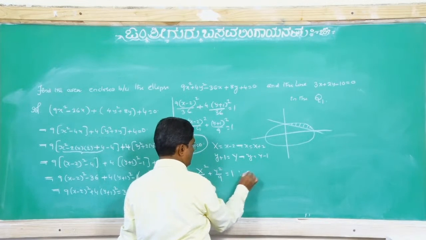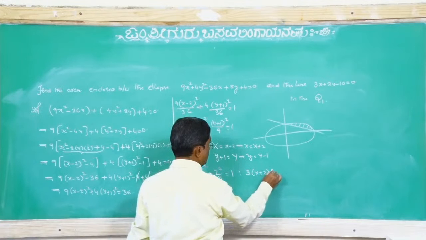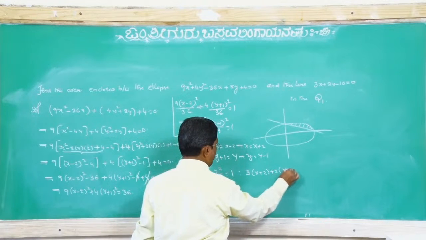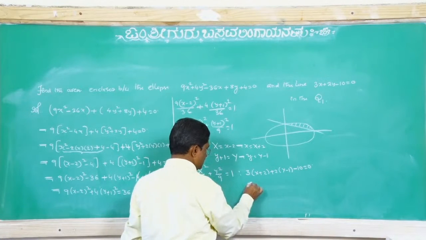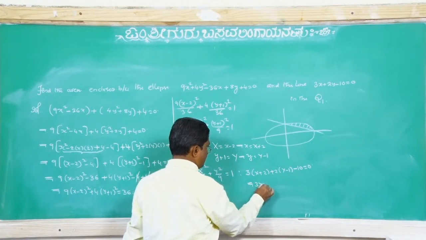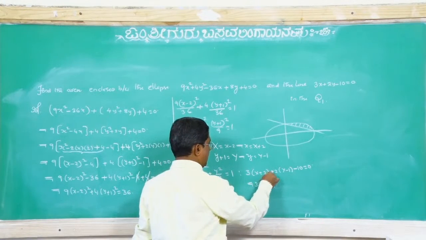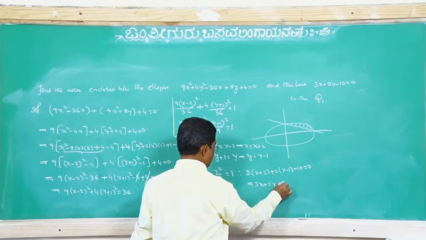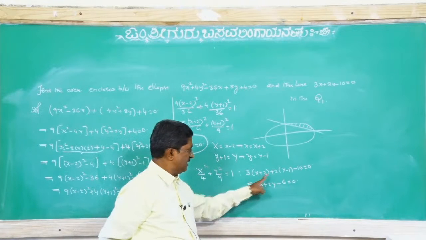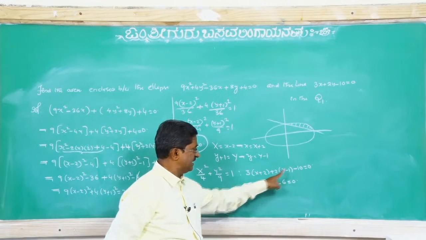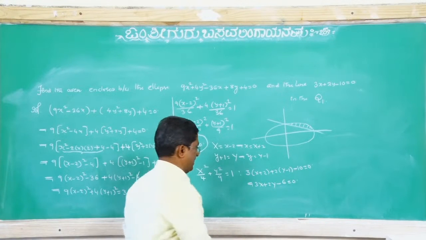Given chord equation, 3 into (X + 2) + 2 into (Y - 1) - 10 = 0, which implies 3X + 2Y + 6 - 2 - 10 = 0. 3 twos are 6, here -2 - 10 is -12, and -12 + 6 is nothing but -6 = 0, that is 3X + 2Y - 6 = 0.